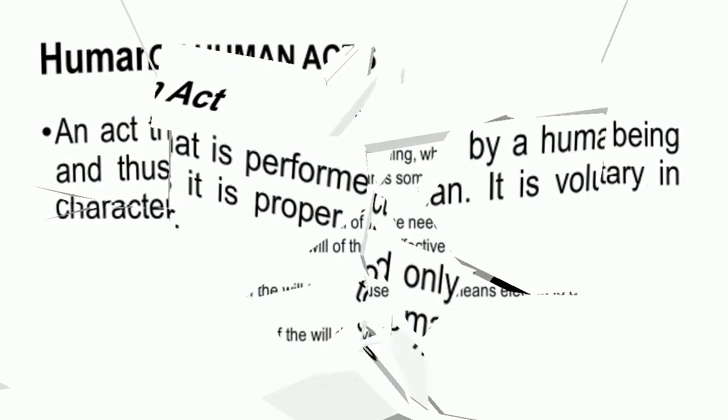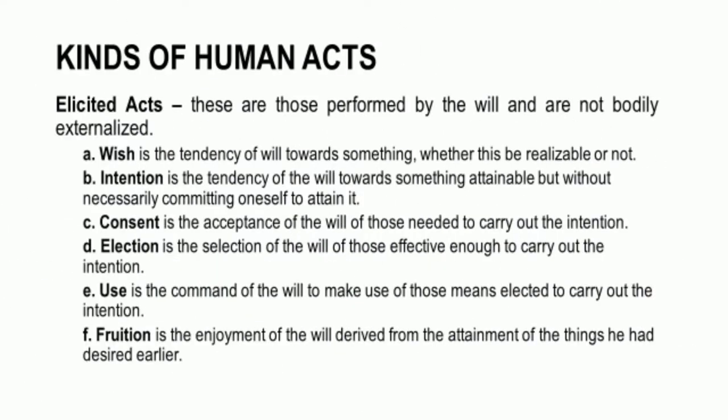By the way, we have a lot of kinds of human act. Meron tayong tinatawag na elicited acts. This refers to the acts that are performed by the will and are not bodily externalized. So pag sinabi nating elicited acts, these are actions that we have. Should we call it action? Kasi hindi pa naman siya nagagawa. Ito yung mga pina-perform natin that are not yet physically done or bodily externalized. Ibig sabihin, nasa isip lang natin siya. Kung iniisip lang natin siya at hindi pa natin ginagawa, elicited acts ang tawag natin dyan.